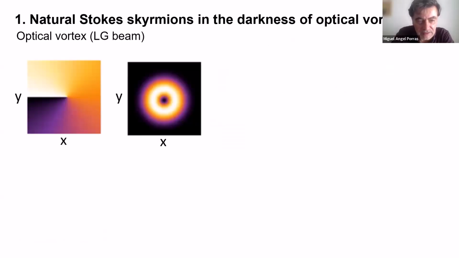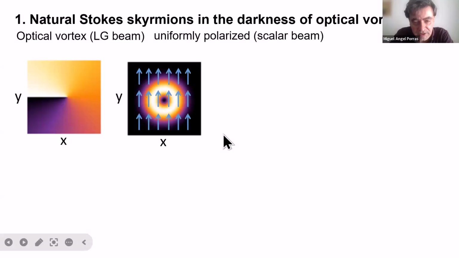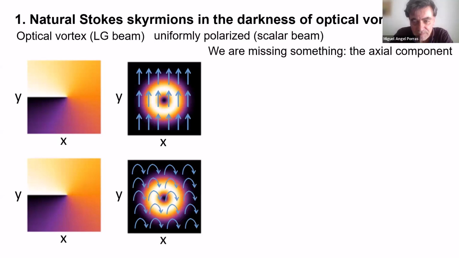So, just to start, this is an optical vortex embedded, for example, in a Gauss beam. This is the phase, and this is the amplitude or intensity. It has a uniform polarization state. It is what is called a scalar beam. For example, the polarization may be linear, elliptical, or circular, left-handed or right-handed. It is not important. The important point is that the transverse polarization is more or less locally uniform.